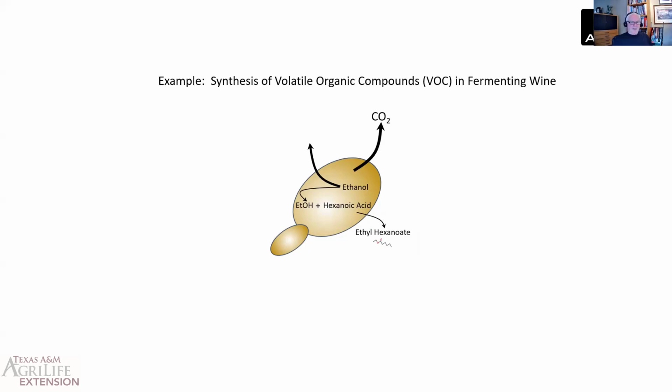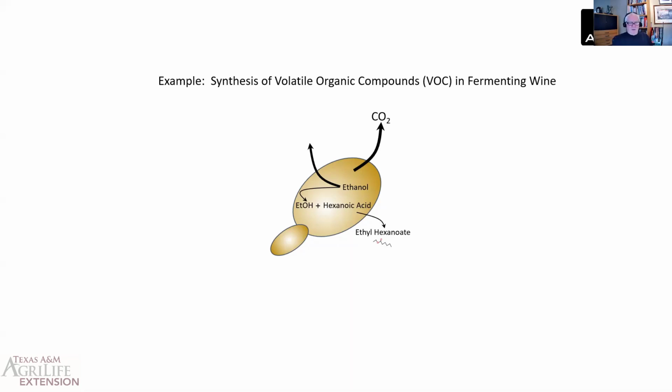However, some of the ethanol is used for other purposes inside the yeast cell. For instance, I show here ethanol, EtOH, combined with hexanoic acid, a fatty acid, can produce a different compound called ethyl hexanoate. Now, ethyl hexanoate is called an ethyl ester, and it has an apple smell and so-called taste to it.